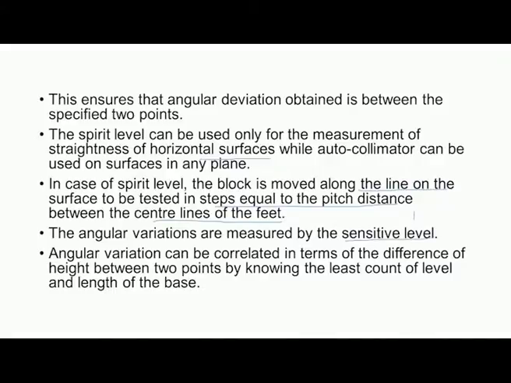That means, in the first position, what is the reading of the spirit level, that should be noted down, and then it is moved to the second section. Again, what is the bubble reading, that should be noted. The spirit level reading will change when the straightness changes. So, angular variation can be correlated in terms of difference of height between 2 points by knowing the least count of level and length of the base.